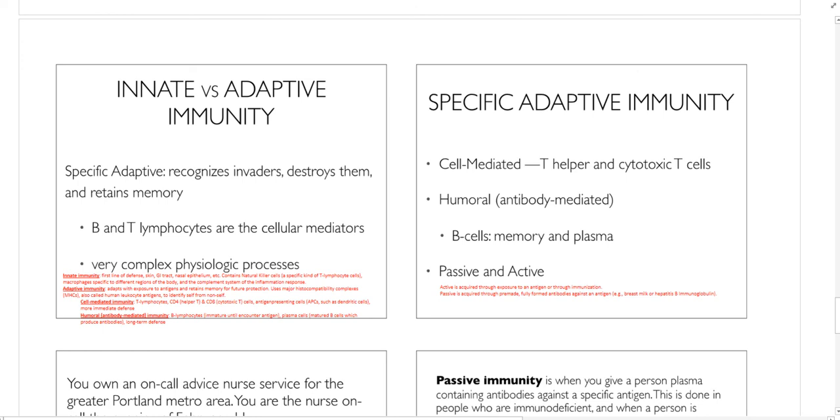So cell-mediated, this is going to be involving your T cells, your CD4 helper T cells, your CD8 cytotoxic T cells, your antigen-presenting cells or APCs. These are going to be the ones where they identify something and they bring it over to the T cell and say, hey, T cell, we found this guy here. He doesn't look like he belongs. I think you should get rid of him. And then the T cell goes and destroys him.